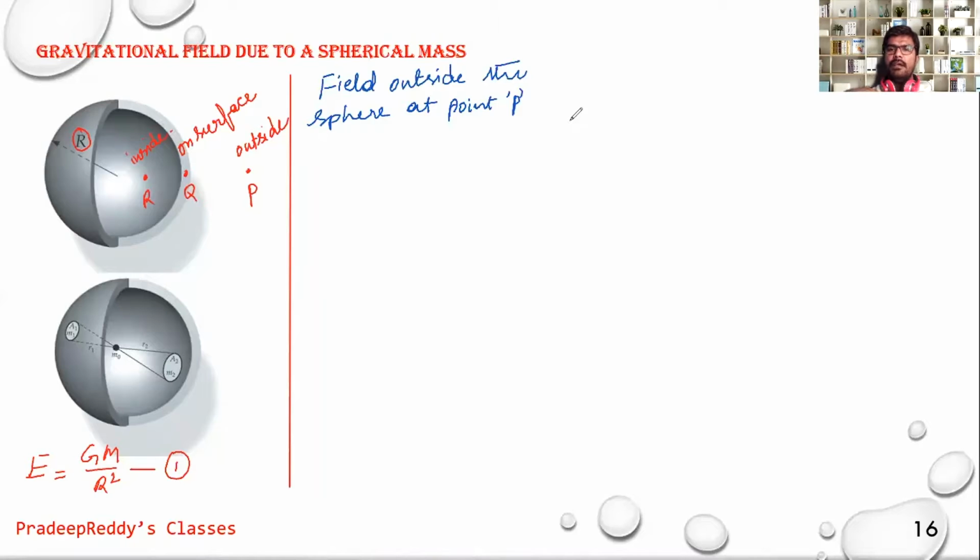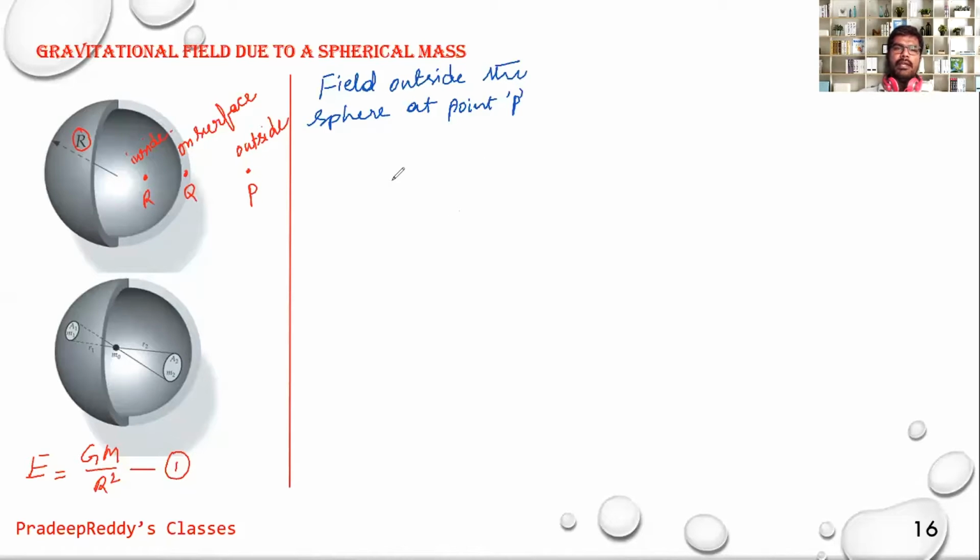Like for example, from the surface of the earth, if you observe the moon, it appears to be a very small point because you are out from the surface of the moon. You are observing from earth. From earth, if you see the moon, it appears to be a small point. Likewise, if you are outside the sphere, you can consider this total sphere as a point object.